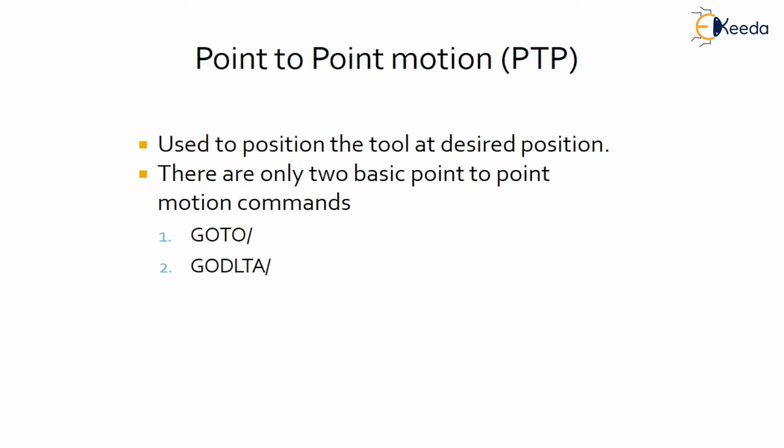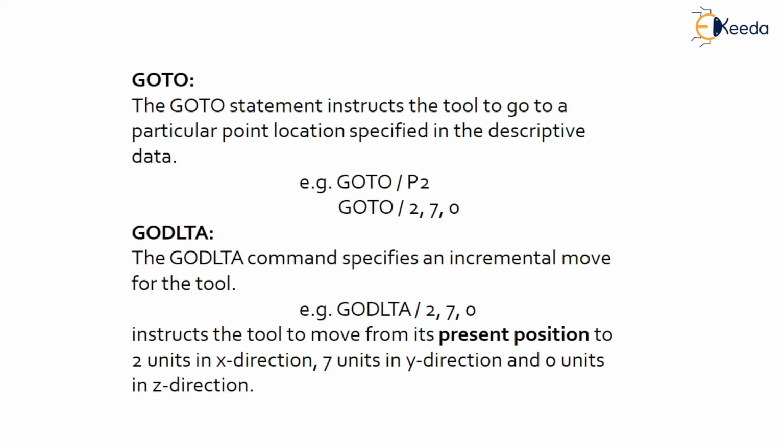So GOTO is used for normal absolute programming, while GODLTA is used for incremental programming, as we already learned in CNC. So let's understand this. GOTO: the GOTO statement instructs the tool to go to a particular point location specified in a descriptive data. For example, GOTO slash P2, GOTO slash 2, 7, 0.